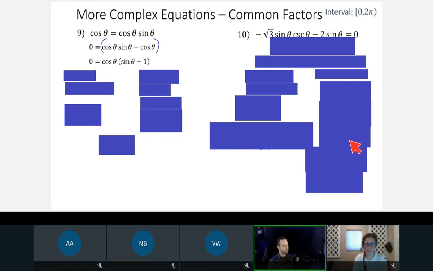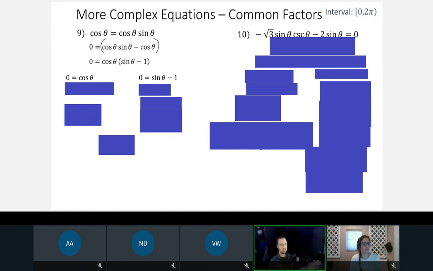Let me reword my question. What if that said 0 equals x times x minus 1? What would I do? What would we set to 0? Set both factors, yep, both factors equal to 0. You are correct. So once you have it in factored form, which we do, we're going to set both factors equal to 0. So we're going to have cosine theta equals 0 and sine theta minus 1 equals 0.